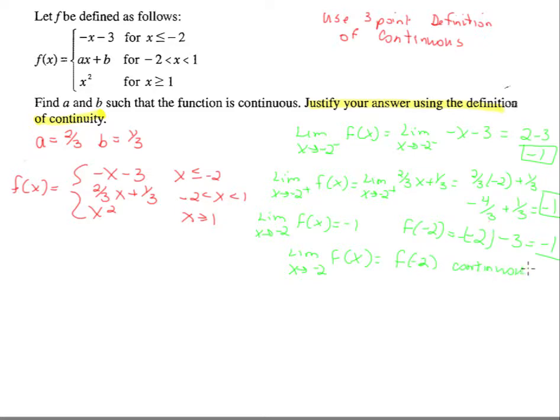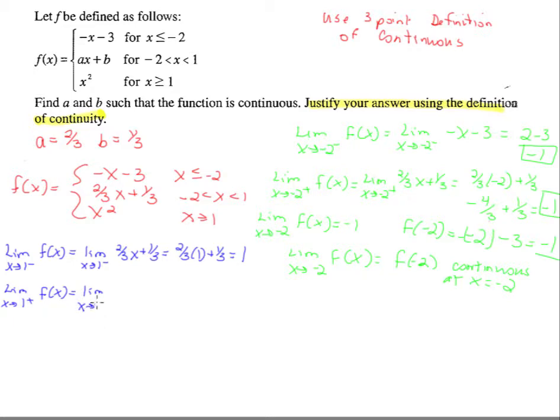I'm going to repeat this three-step process for x equals 1. For the limit as x approaches 1 from the left, we would use our middle equation, doing direct substitution. We end up with 2/3 plus 1/3, which is 1. And the limit as x approaches 1 from the right would be our bottom equation, x squared, and that is 1 squared, which is also 1. Therefore, the limit as x approaches 1 is 1, and it exists.